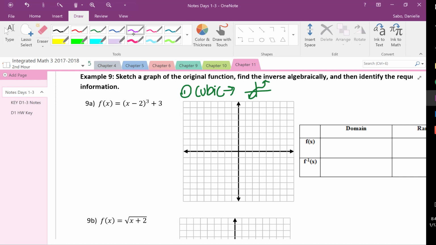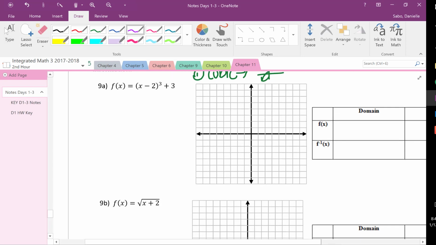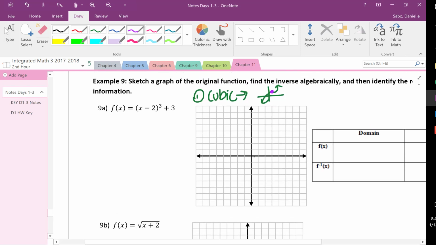Again, something from way back, but it's called an inflection point. So this point right here, where it starts to change directions, well, technically a normal cube root doesn't, but that inflection point is going to be at 2, 3. So naturally, I would go 1, 2, up 3. But your graphing calculator could tell you that as well.